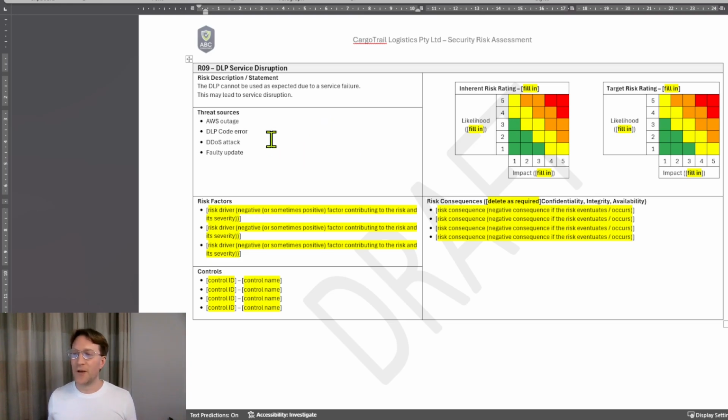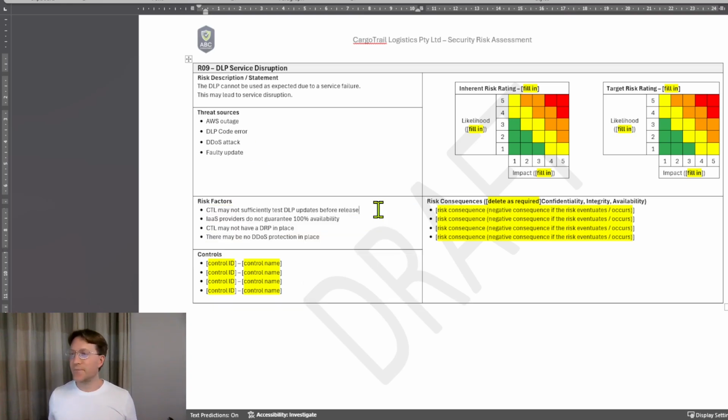And then we could have a faulty update where, similar to the coding error, maybe the code was okay initially, but then when someone was doing an update, they accidentally coded it such that something breaks and the system doesn't work properly after they've done the update.